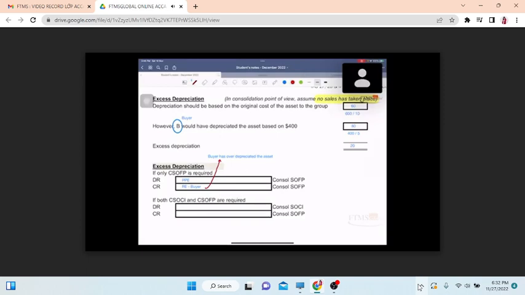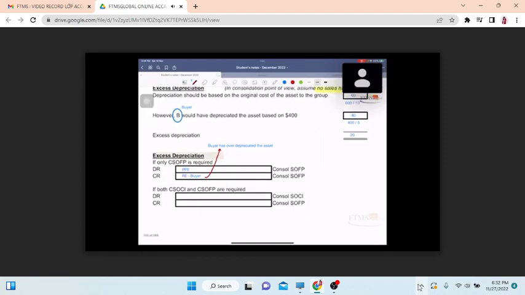Okay, right. So same thing. If the question asks you to do the SOCI, where should I put here? Usually depreciation they will put as admin expense, right? So the credit will be the expense you choose, which is admin expense.